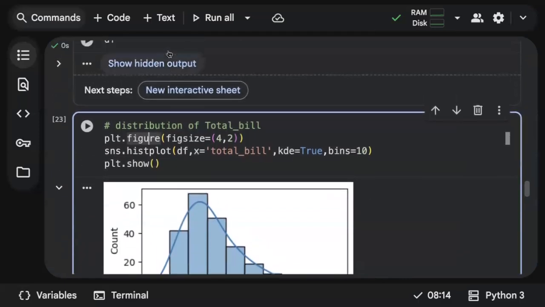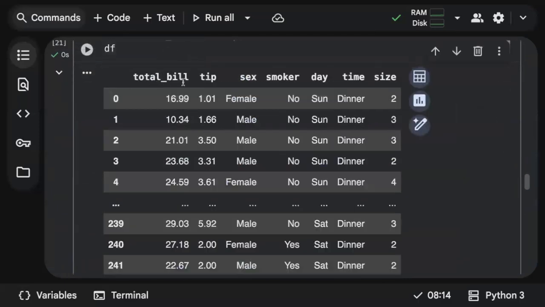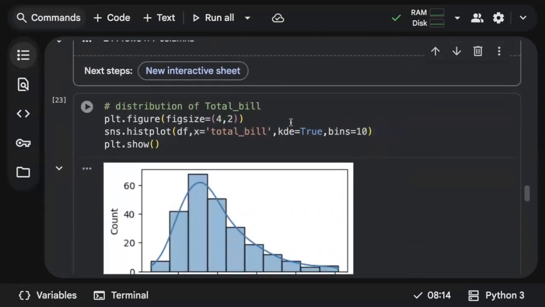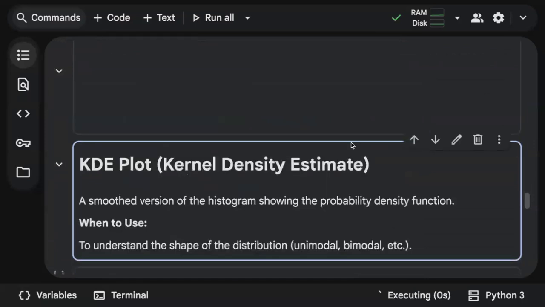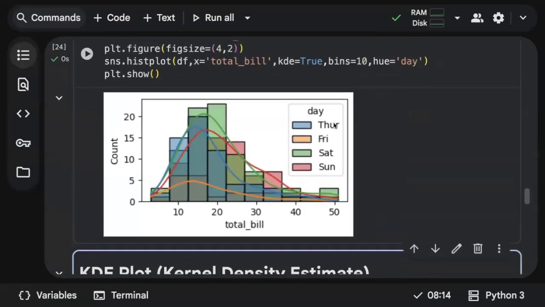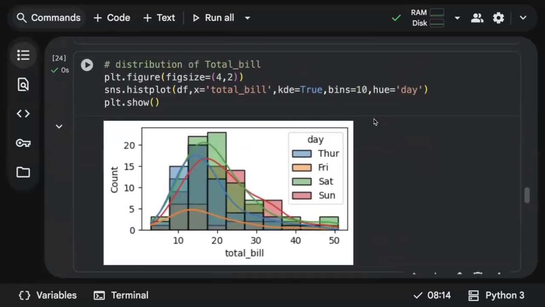So now, same distribution. What if that is the total bill collected every day in a hotel, okay? What if I want to analyze the same total bill with respect to every day, like how much bill is collected? So in that case, I'll just give hue is equal to day. So you're going to get your histogram with respect to different days. You can see you are getting different colors.